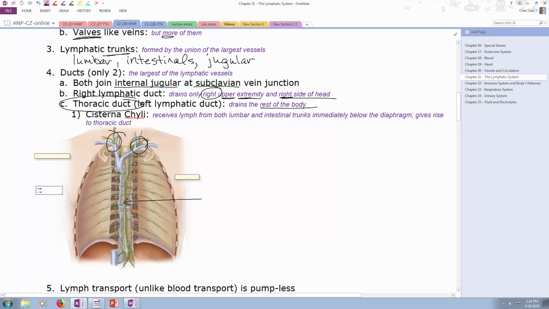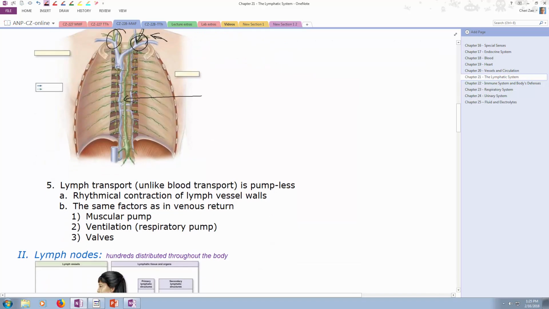And that's because it is coming from below the heart, circling around and up to get into this junction. Also there are additional trunks coming into it superiorly, whereas the right lymphatic duct is only supplied from lymphatics draining everything superior to the heart on the right side. And so that's why we have our head and neck area on the right, as well as the right upper extremity.